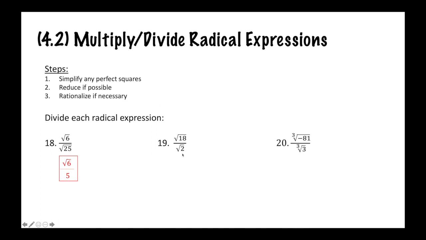For number 19, I don't have any perfect squares here right now, but I can reduce. Since these are both inside of the radical, I can do 18 divided by 2, which gives me 9. So I'm looking at the square root of 9 here. Then the square root of 9 turns into 3, and 3 will be our final answer.